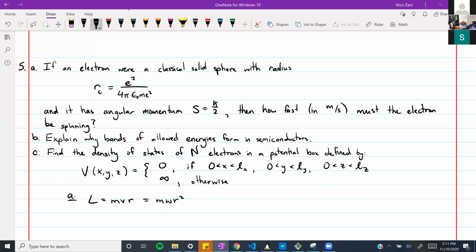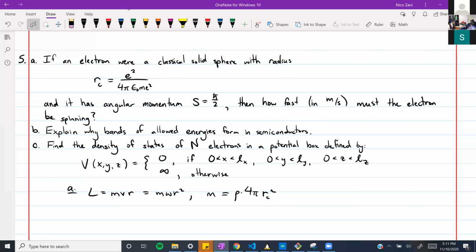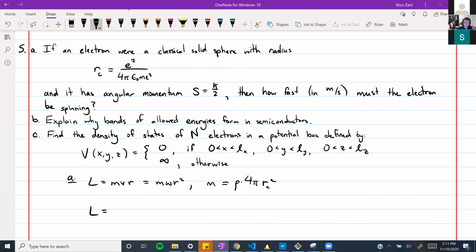Okay. We also know that the mass, if it was concentrated on just the edge of it, we could say that it's equal to some rho times 4 pi r squared, or I should say r_c squared. Any questions there? Okay, so we know the overall momentum is h bar over 2, but if we actually want to find the angular momentum, we're going to have to do some integrals. So we'll go ahead and get started with that.